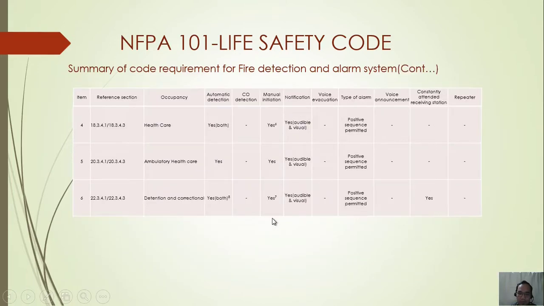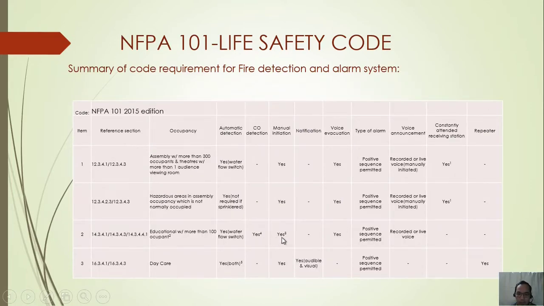What are those notes? So yes, CO detection is required. Manual pull station, yes, required. Voice evacuation, yes, it's required, not just audible and visual. Same with assembly, what we need here is a speaker, voice evacuation. I forgot, guys, in this tutorial we will just discuss fire detection and alarm system. Voice evacuation will be discussed in another tutorial. Right now, at the moment, I made only videos or tutorials for fire detection and alarm system.